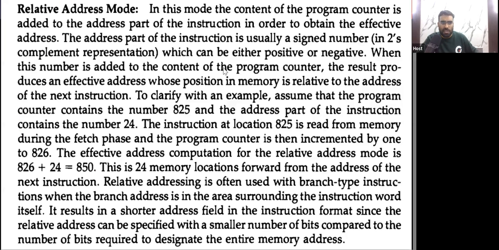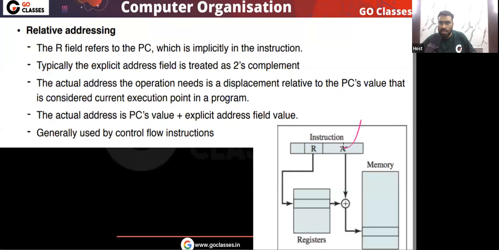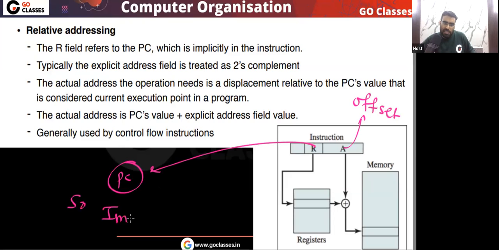Understood? So this is the complete explanation of relative addressing mode. I think this has become your favorite now, right? You add the PC value to the offset, and this will be your effective address. So here this A will be your offset, and this R will be your program counter, which is implicit in the instruction.